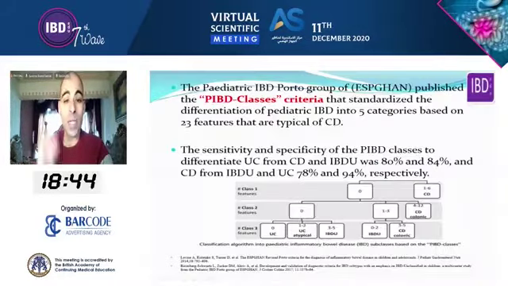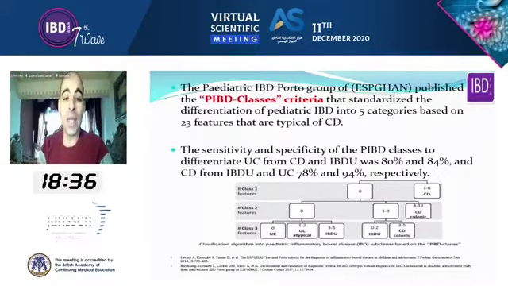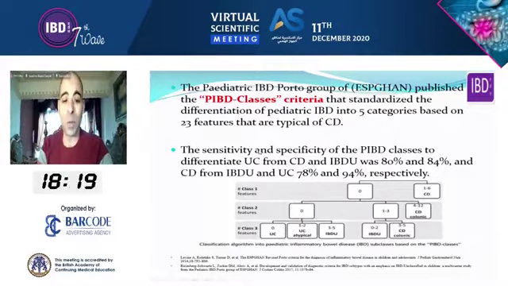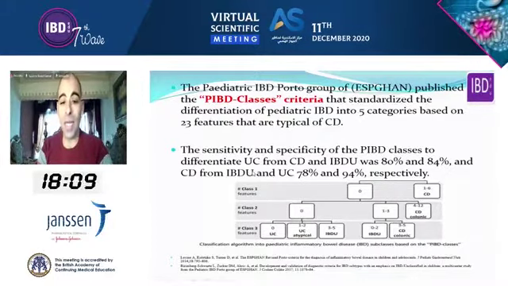The pediatric IBD Porto group of the European Society of Pediatric Gastroenterology, Hepatology and Nutrition published the pediatric IBD classes criteria, which divide IBD into 5 classes: pediatric Crohn's disease or CD, colonic CD, ulcerative colitis, atypical ulcerative colitis, and IBD unclassified. Sensitivity and specificity of IBD classes to differentiate UC from CD and IBD unclassified were about 80% and 84%, and to differentiate CD from IBD unclassified and UC about 78 and 94%.